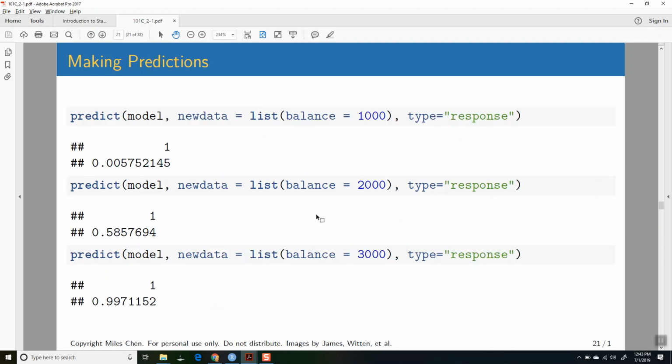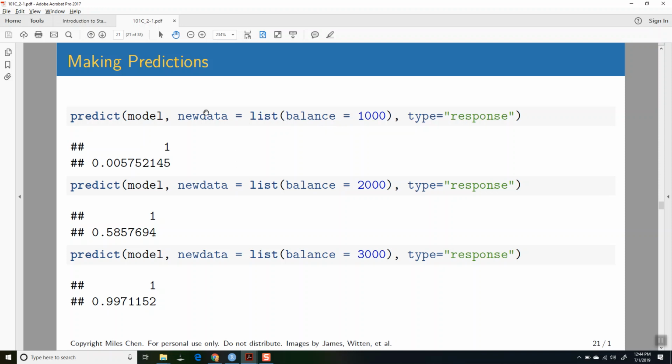If we wanted to make predictions in the computer, it's very easy. All we have to do is say predict, and give it the name of the model that we're using to make predictions. Then we have to provide the values of each variable it's going to use. Right now, there's only one variable being used to make a prediction, which is balance. So we can say, what's the probability that someone will default if their balance is 1,000?